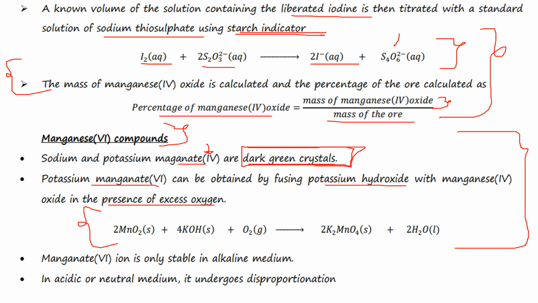And after that, we have said that for us to obtain potassium manganate 6, or for these dark green crystals to be prepared, we take our alkali, which is potassium hydroxide, and then we fuse it with manganese oxide. But this is done in the presence of excess oxygen to allow the reaction to take place without hesitation. So manganese oxide is reacted with potassium hydroxide in the presence of air or oxygen to give us green crystals of potassium manganate 6 together with water being formed.